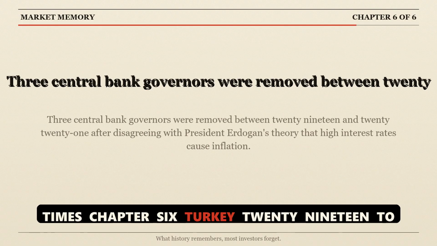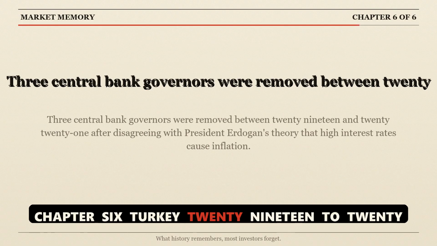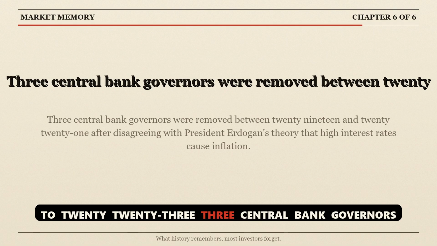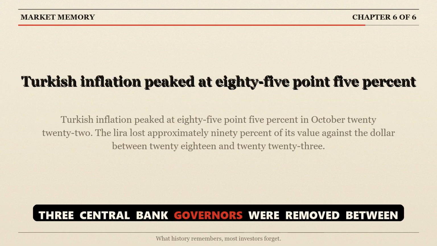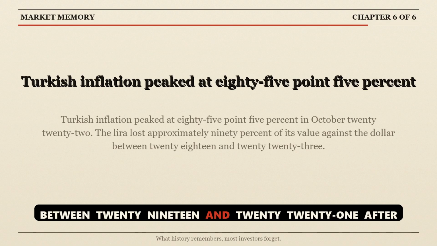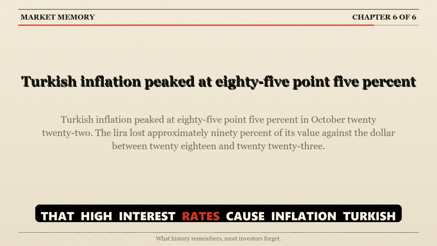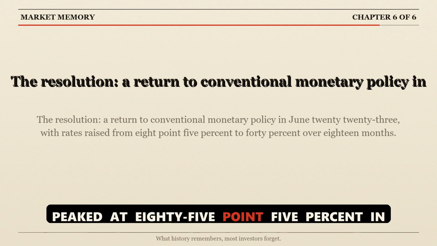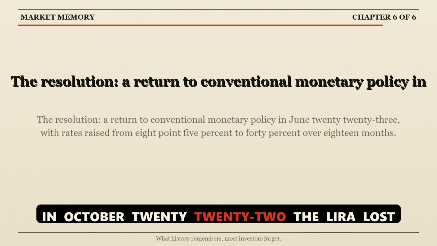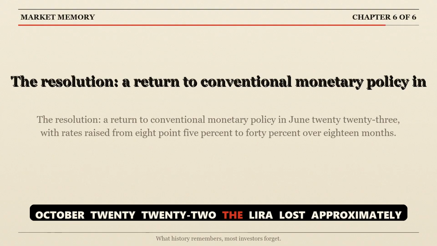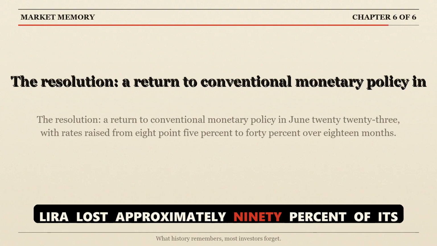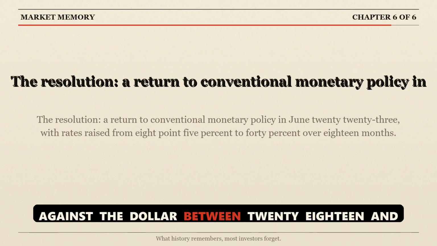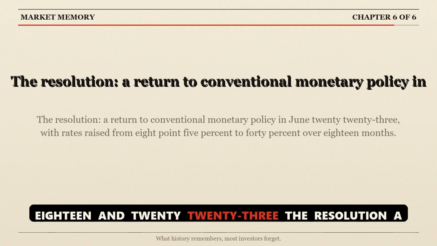Chapter 6. Turkey. 2019 to 2023. 3 central bank governors were removed between 2019 and 2021 after disagreeing with President Erdogan's theory that high interest rates cause inflation. Turkish inflation peaked at 85.5% in October 2022. The lira lost approximately 90% of its value against the dollar between 2018 and 2023.